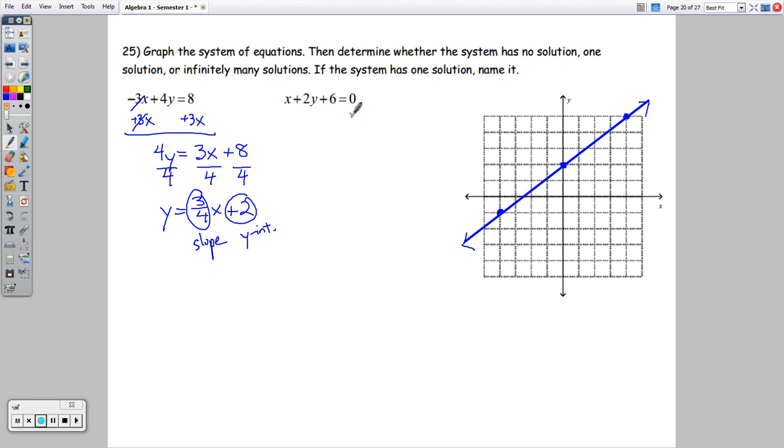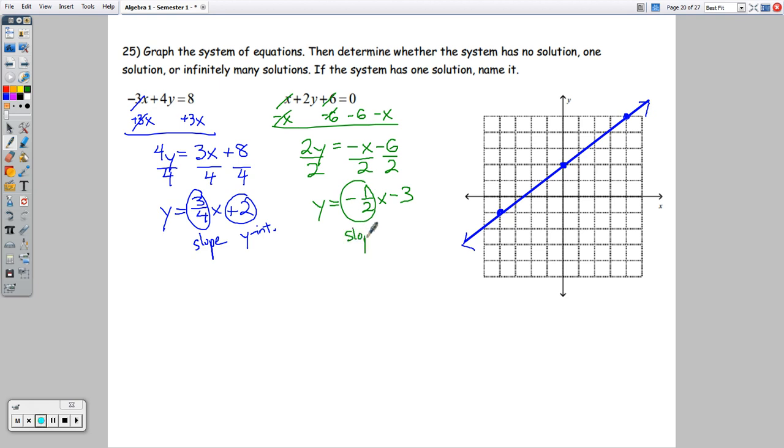We could subtract 6 and then do x and y intercepts, or we could just go with the slope-intercept form. I'll go slope-intercept. So I'm going to subtract 6 and subtract x from both sides. I'll just do that in the same step here. You've got 2y equals negative x minus 6, which is the same thing as negative 6 minus x. Divide everything by 2, and you have y equals negative 1/2 x minus 3. So here is your slope, and here is your y-intercept.